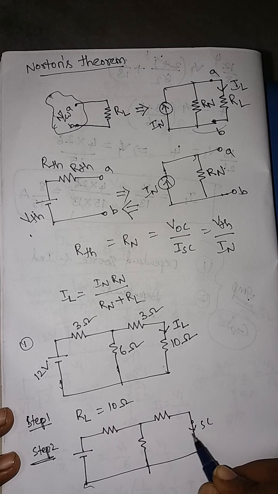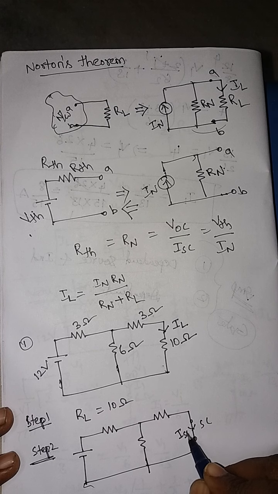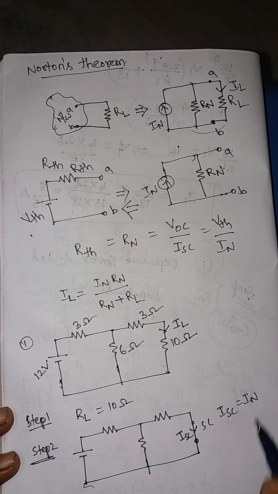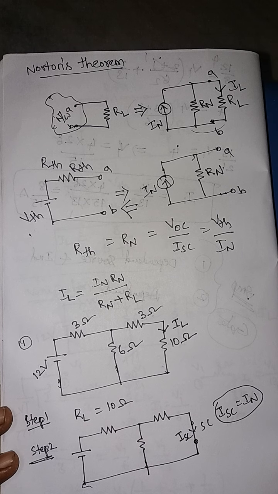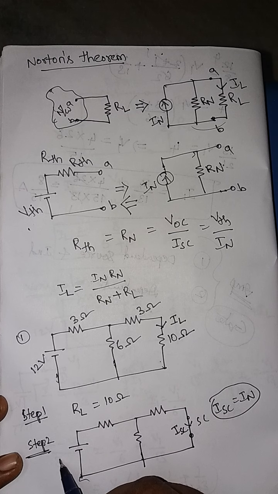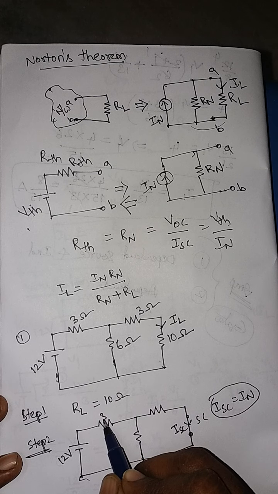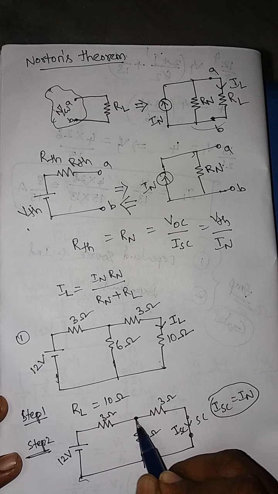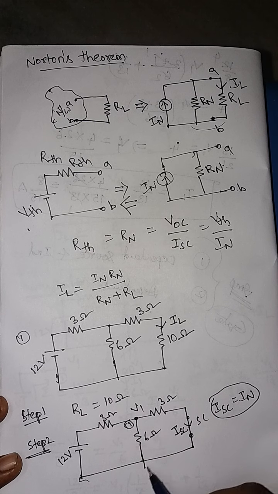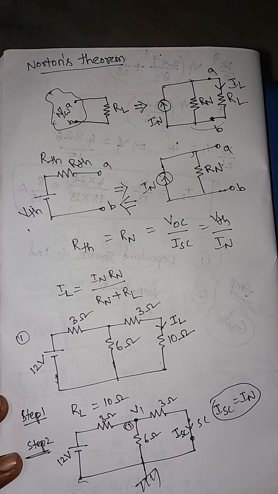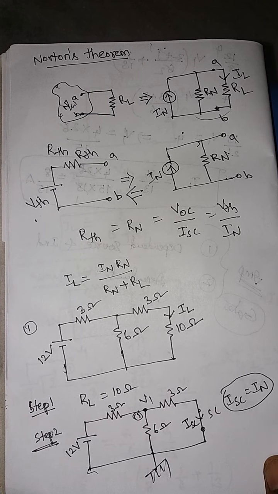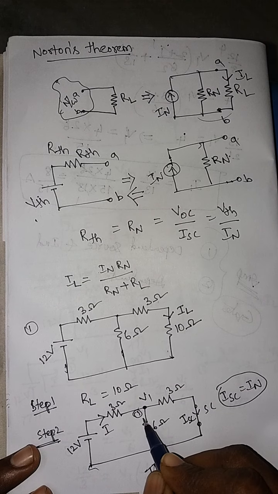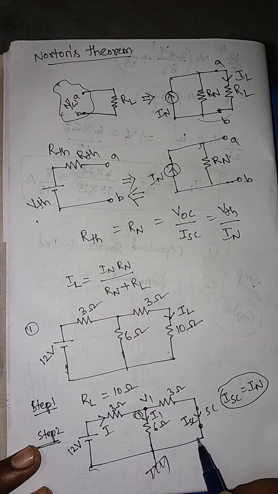Now these are short circuit terminals. The current flowing through the short circuit is ISC, or you can also say ISC is equal to IN. So 12 volts is there, 3 ohms, 6 ohms, 3 ohms. Let this node be node 1 with node voltage V1, and this is the ground. Now we apply KCL here. Let this be current I, let this be I1, and we know that this is ISC.